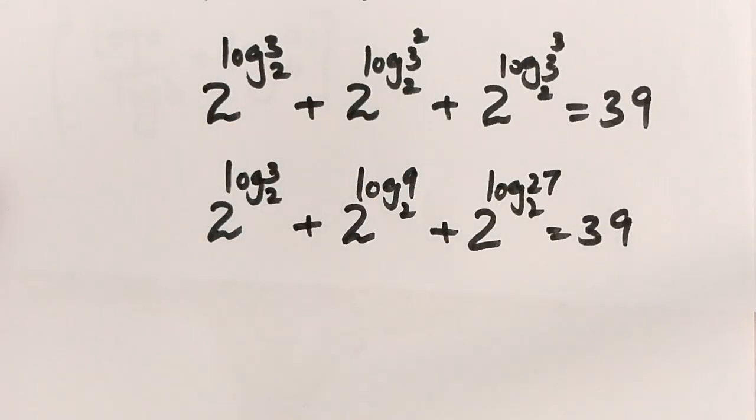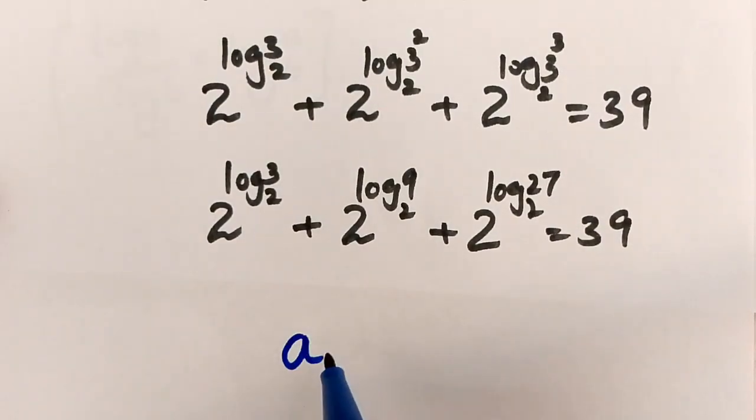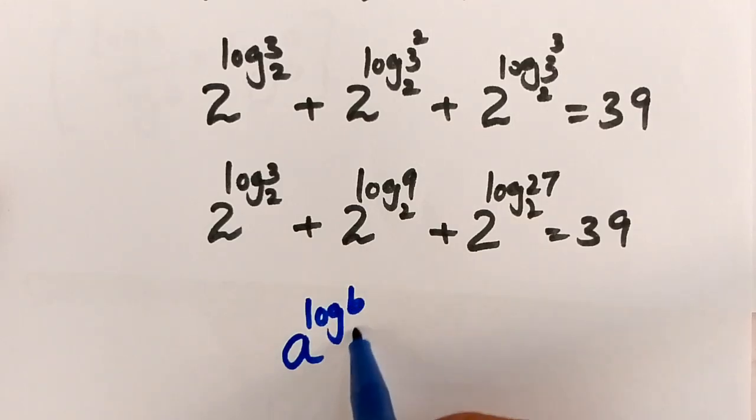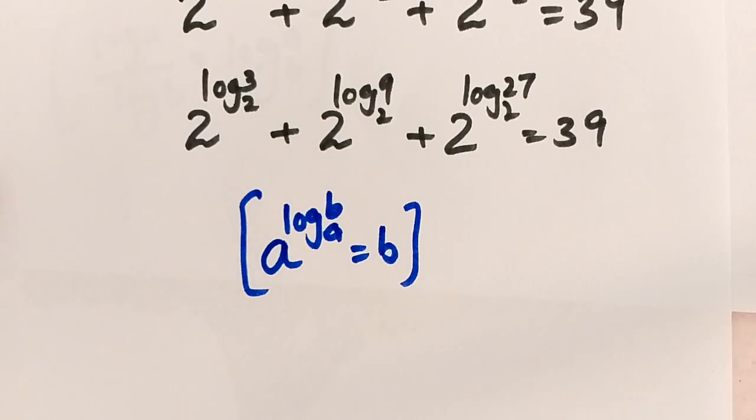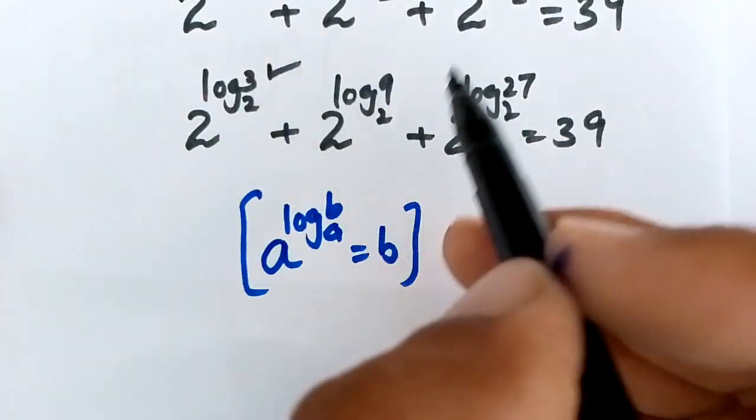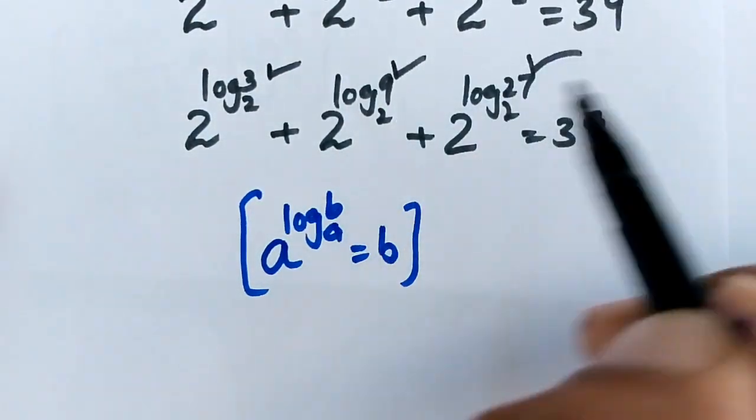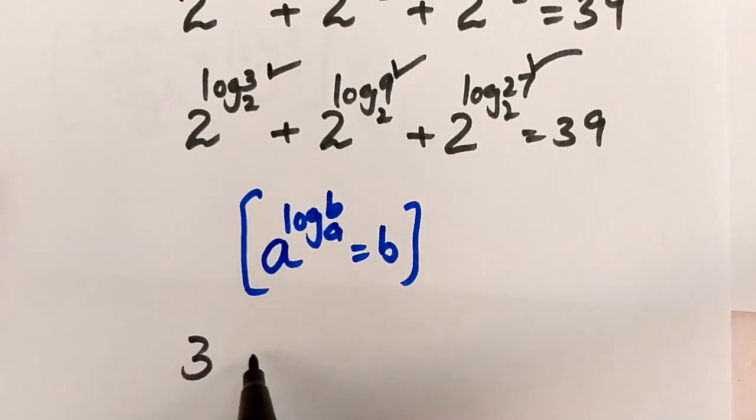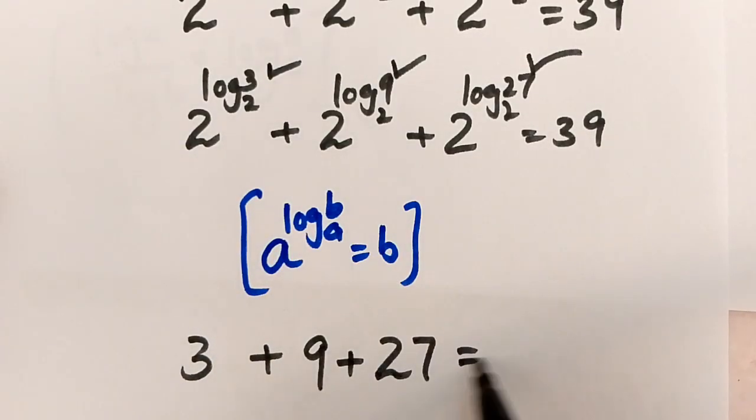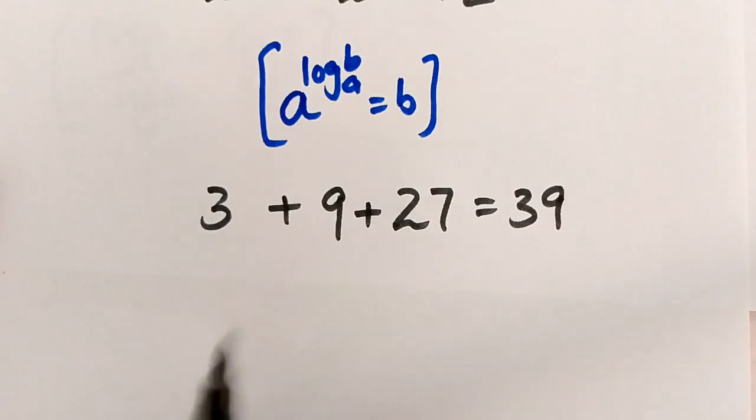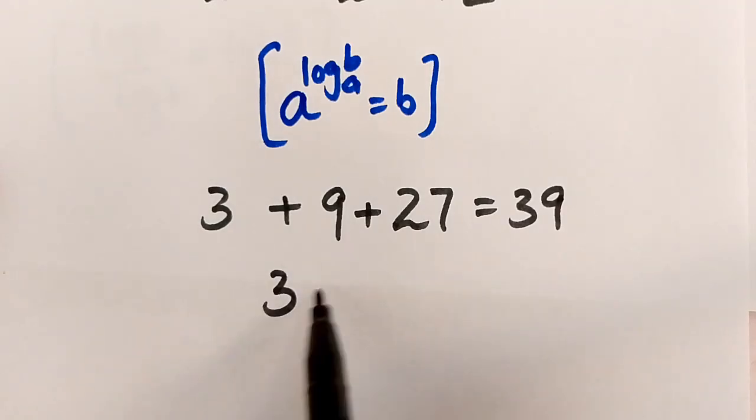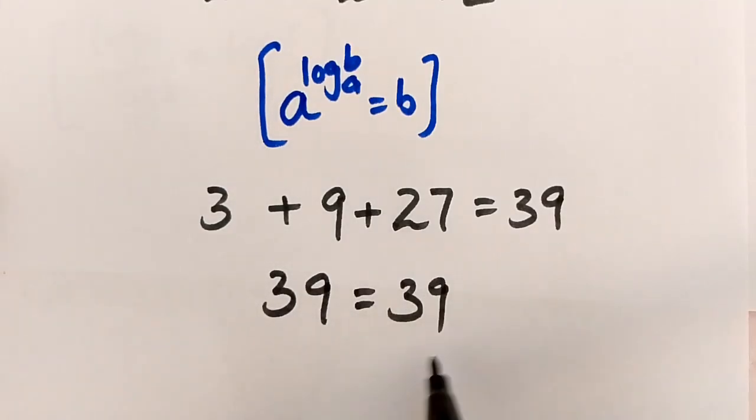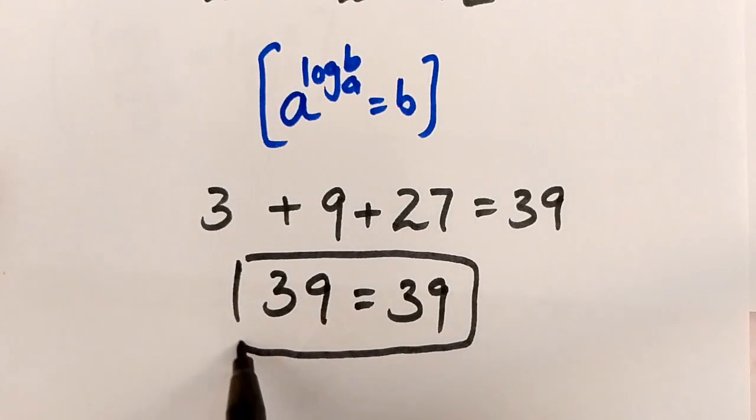Now we know that a to the power of log of b with base a is equal to b. So to apply this rule, here b is equal to 3 and here b is equal to 9 and here b is equal to 27. So this will become 3 plus 9 plus 27, which is equal to 39. Now 27 plus 3 is equal to 30 and 30 plus 9 is equal to 39. So this shows that the left hand side and the right hand side are equal.